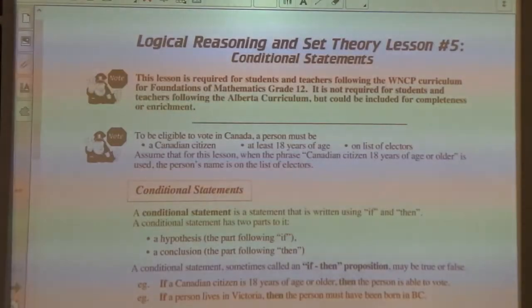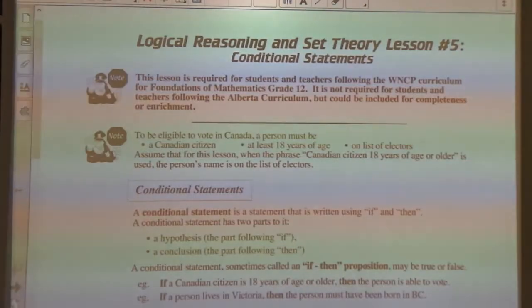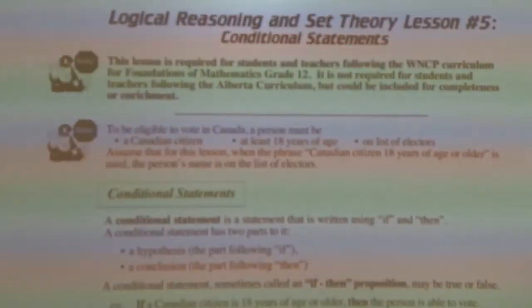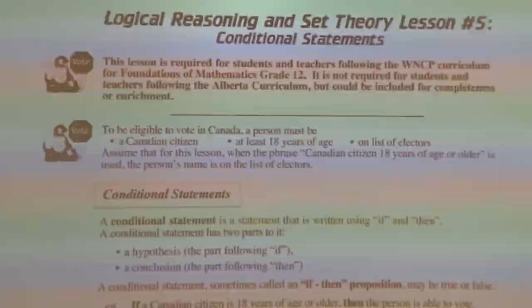So this lesson is not required by the curriculum, but it is good enrichment, and we have the time, so we are going to look at this lesson.